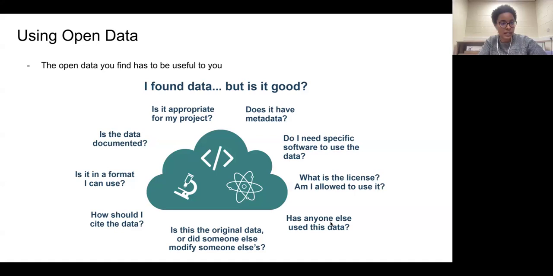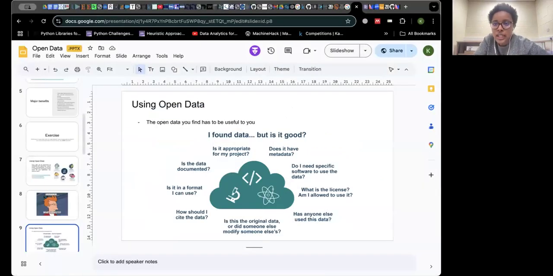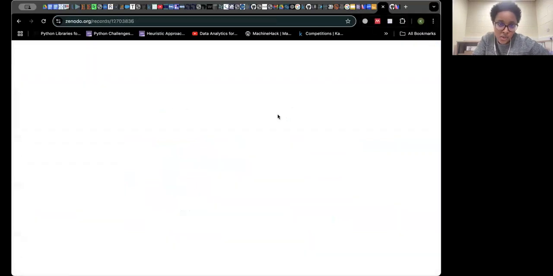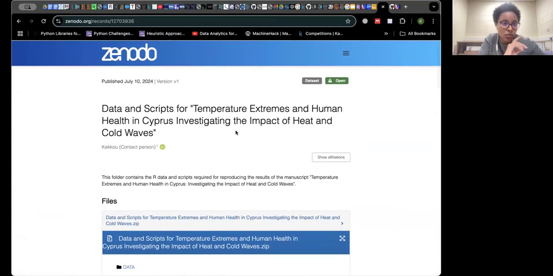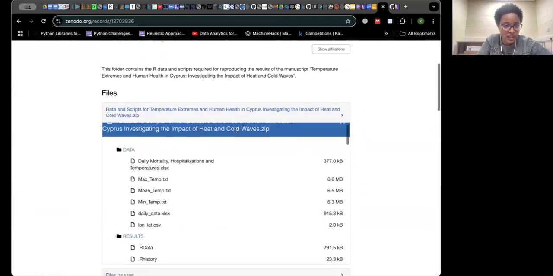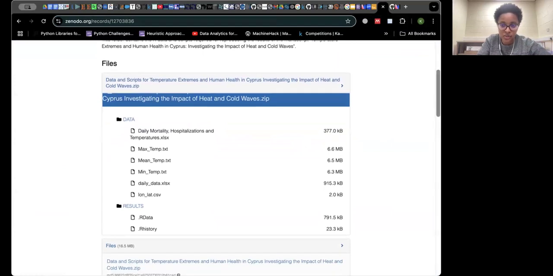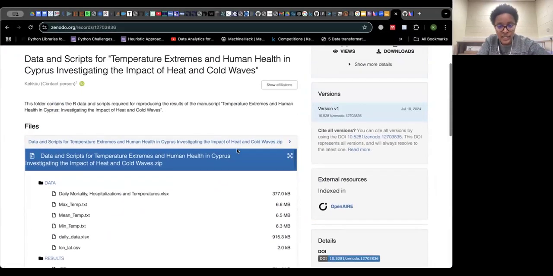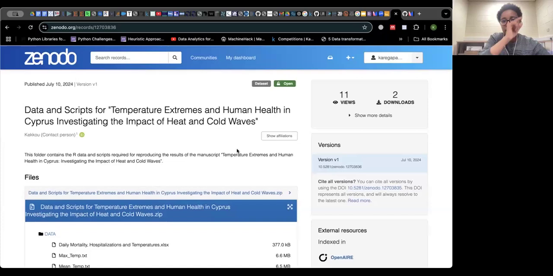You can always see who else has downloaded the data set that you're looking to work with. So for this, I had an example. I wanted us to switch again to Zenodo. This was one of my searches a while back when I was looking at a certain subject, temperatures and the impact of heat on health, or impact of temperature on health. So I like Zenodo as a resource for finding data, because it gives me everything in that checklist or in that image.